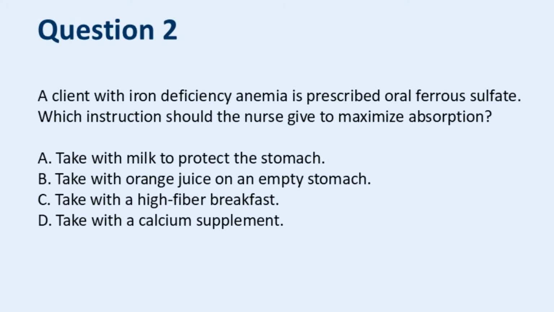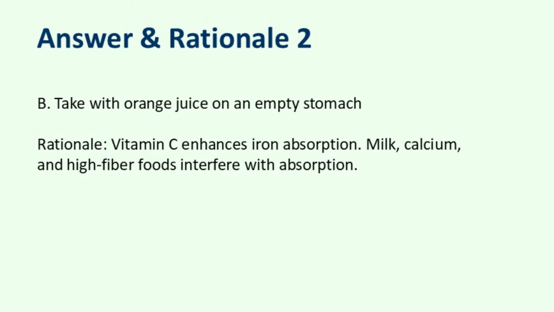Question 2. A client with iron deficiency anemia is prescribed oral ferrous sulfate. Which instruction should the nurse give to maximize absorption? A. Take with milk to protect the stomach. B. Take with orange juice on an empty stomach. C. Take with a high fiber breakfast. And D. Take with a calcium supplement. The best answer will be B. Take with orange juice on an empty stomach. Every other one can interfere with iron absorption.